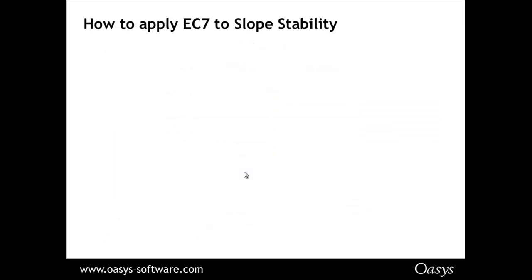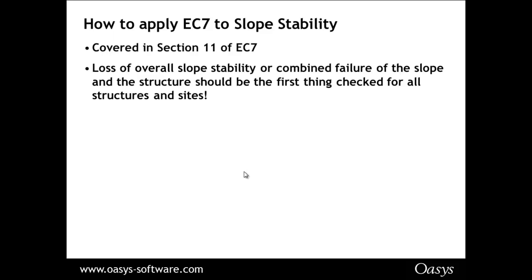So how to apply Eurocode 7 to slope stability. It's covered in section 11 of Eurocode 7, so if you are going to apply it, look at section 11. But throughout Eurocode 7, it is emphasized that slope stability should be looked at, because loss of overall slope stability or combined failure of the slope and structures should be the first thing checked for all structures and sites. What this means is something that I'm going to cover in the following case study. So, for example, for retaining walls, if you don't look at slope stability, even if it's fine in terms of retaining wall design, it could still fail.